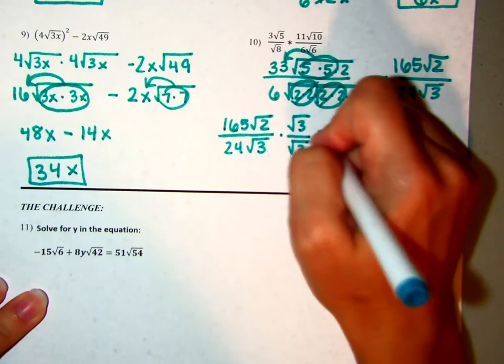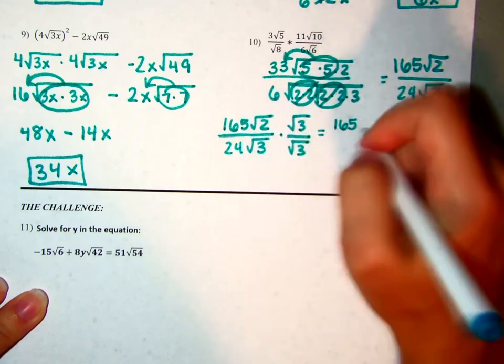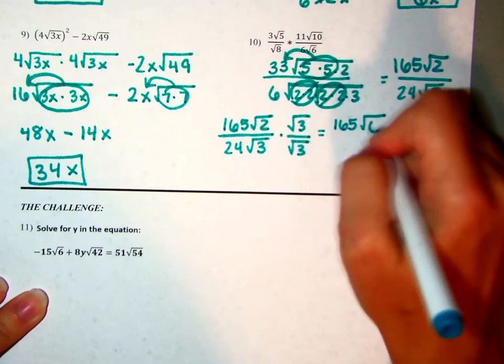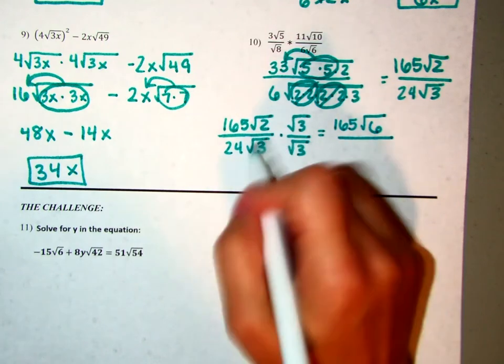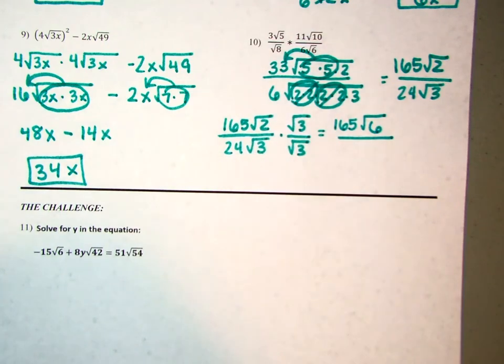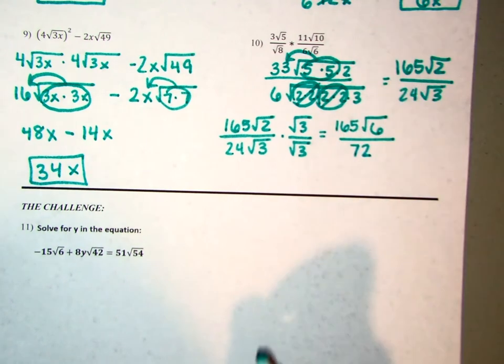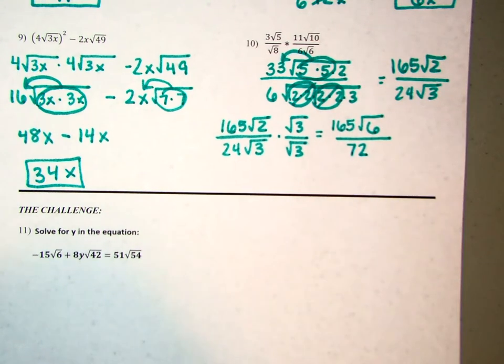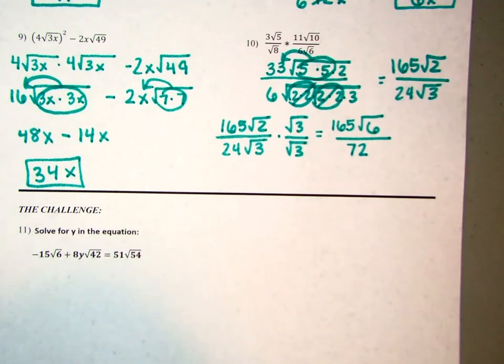When I do that, I'm going to have 165. These two don't match, so I might as well go ahead and multiply them together, square root of 6, over 24. Now notice these two do match, so that would give me a twin. So basically I'm going to be doing 24 times 3, which would give me 72. Now my goal is to go ahead and cover up this square root of 6 and start to simplify 165.